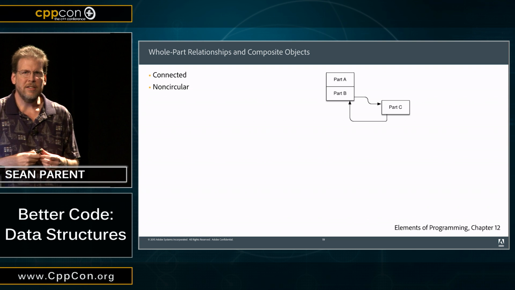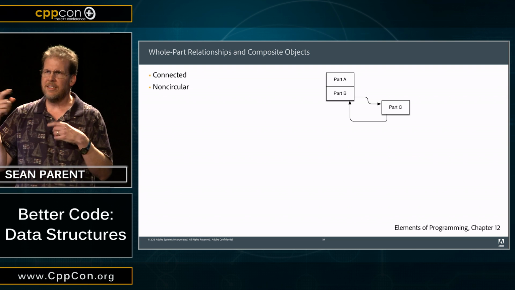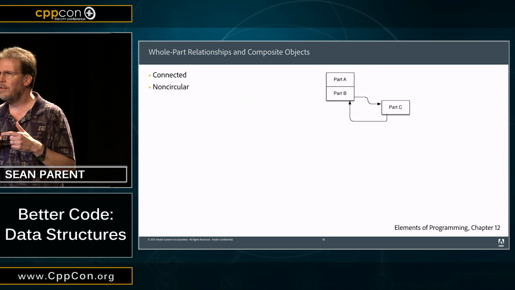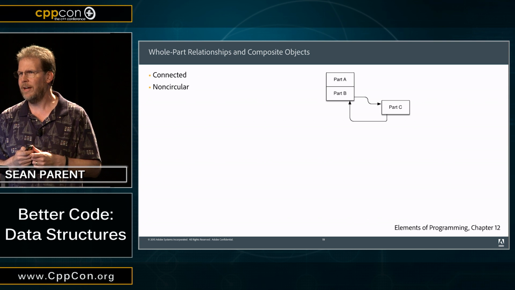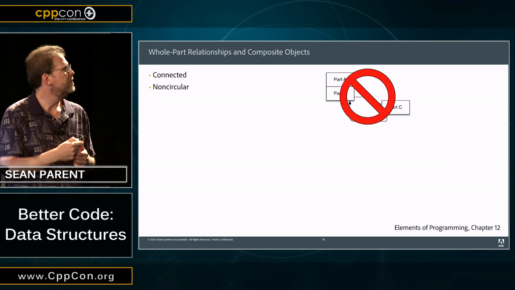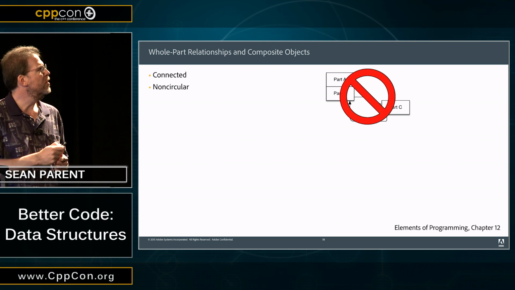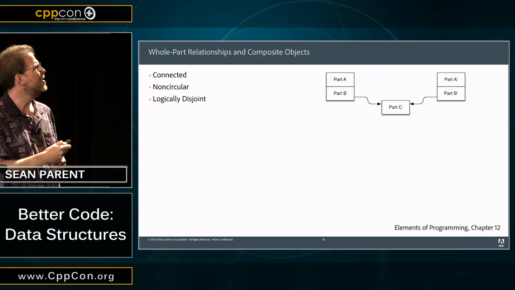The second is non-circular. And I don't mean in the sense that back pointers are disallowed. I mean that something cannot be a part of itself, either directly or indirectly. Okay? So no circular part relationships.